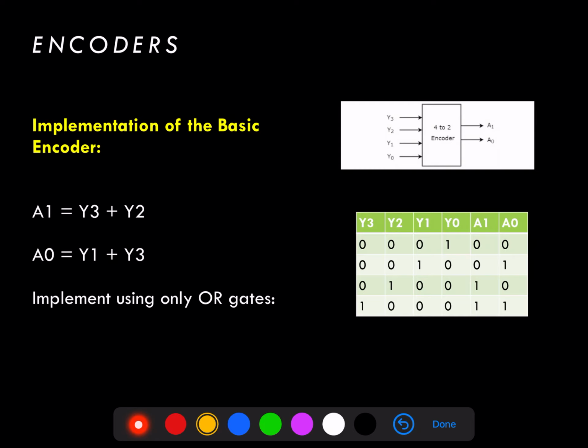Implementing the basic encoder is straightforward. We can see here that A1 is simply equal to the OR of Y3 and Y2, and A0 is equal to the OR of Y1 and Y3. And this can be implemented simply using two input OR gates. The one for A1 contains inputs Y3 and Y2, and the one that produces A0 contains inputs Y1 and Y3.